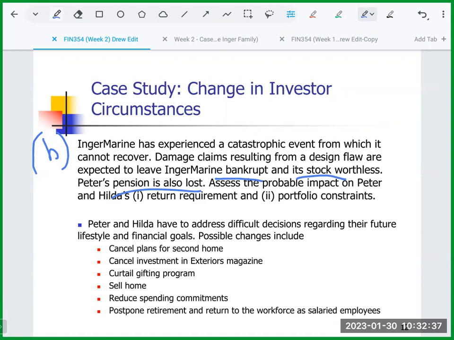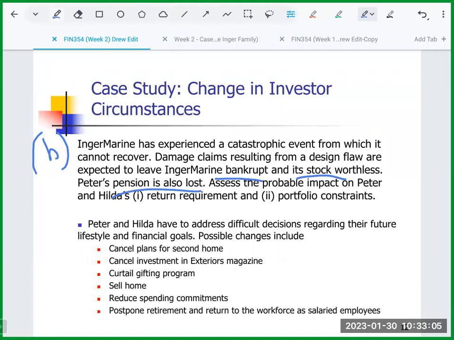Okay, so first of all, we know that a big proportion, I think 77% of their income or their investable assets, will come from the sale of Inga Marine, right? Now, because the company is bankrupt, this large portion is gone, meaning they would have an issue maintaining their current lifestyle. So Peter and Hilda will have difficulty.